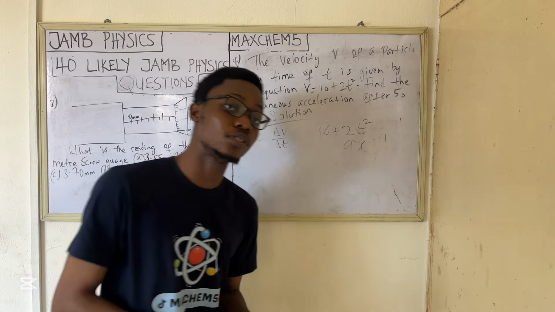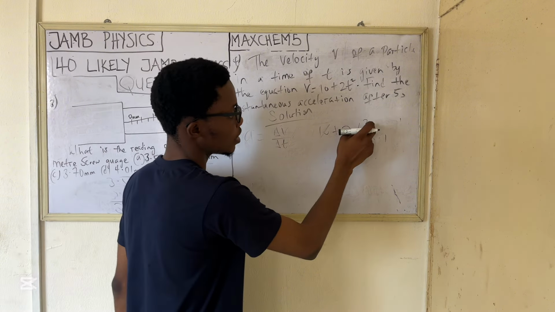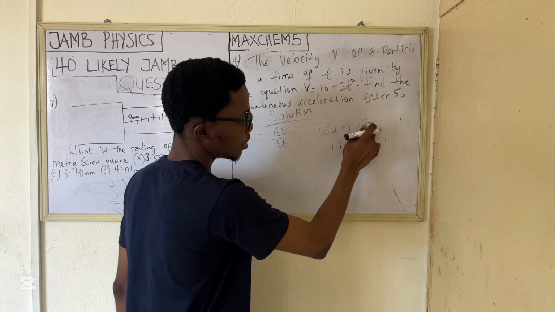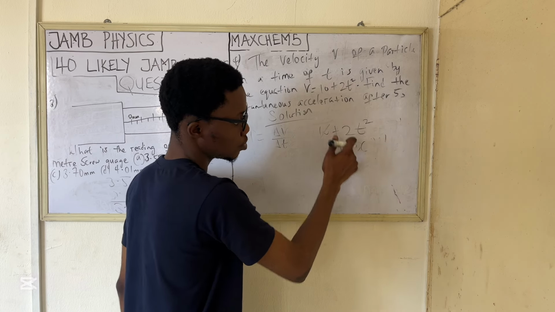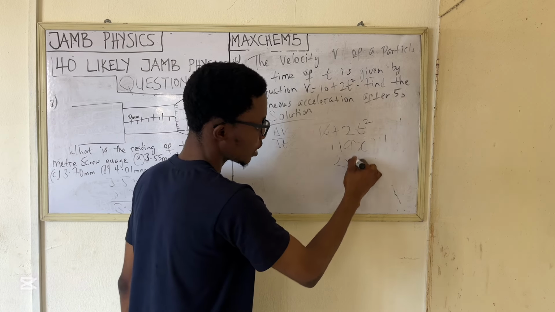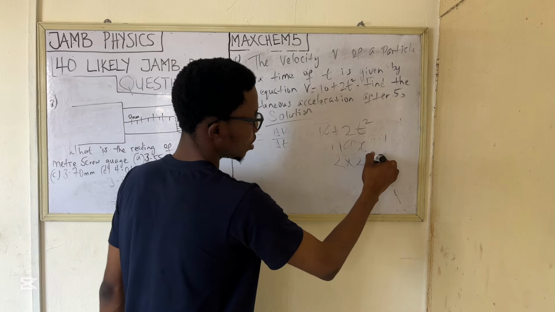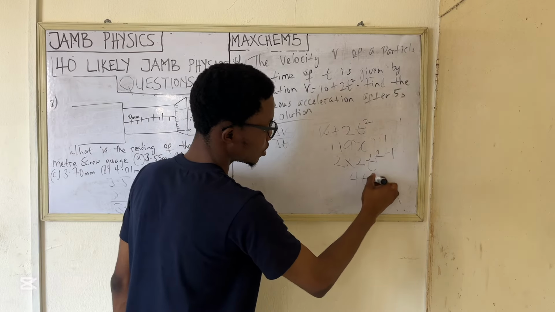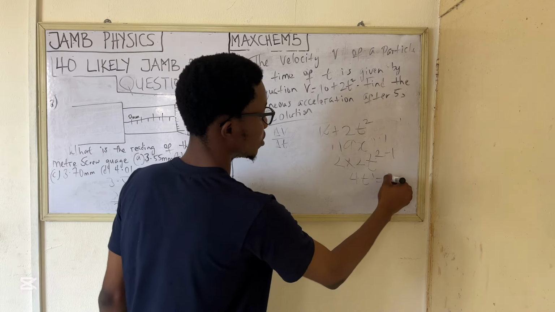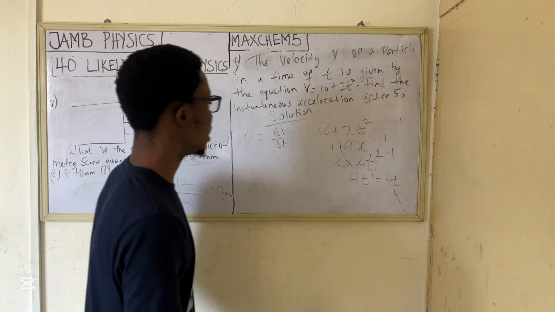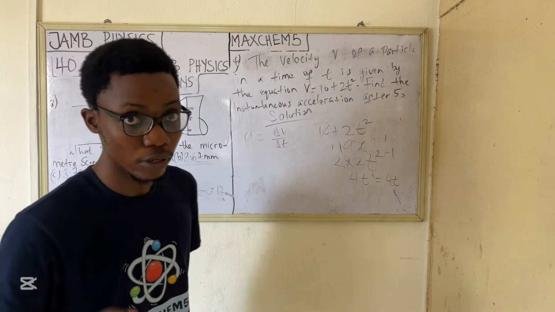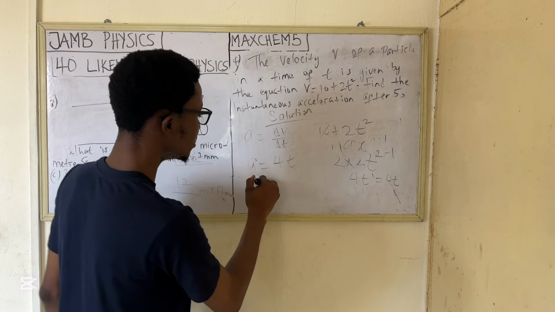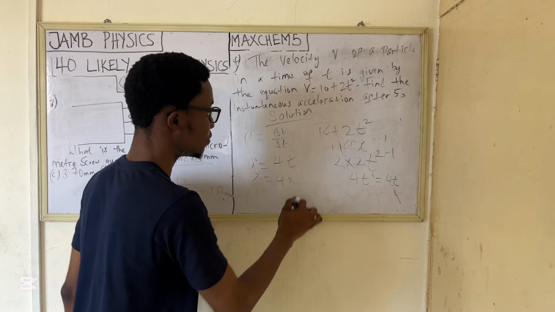So what you are going to do here is bring this n down and multiply it by your a, which is 2. That is 2 times 2 t to the power 2 minus 1, that is 4t raised to power 1, that is 4t. Are you getting me now? So acceleration here is equals to 4t. So that means your a is equals to 4 times. What is the value of our t here?